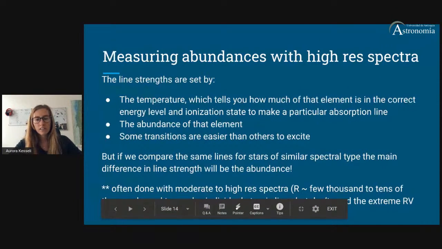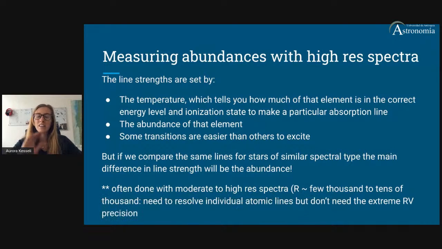And to do this, often we don't need the very highest resolution spectra that we've been talking about before. These really high precision radial velocities need extremely high spectral resolution. All we need for this is enough spectral resolution to be able to distinguish individual lines from each other. We don't want the lines to be overlapping, but we don't need that extreme precision radial velocity. So spectra that are best for abundance measurements are somewhere between a few thousand to a few tens of thousand.